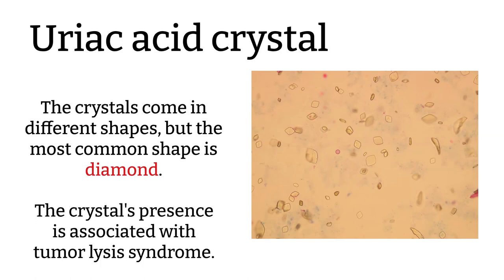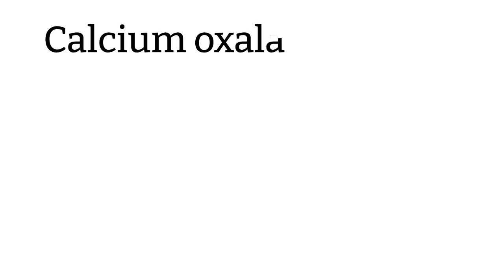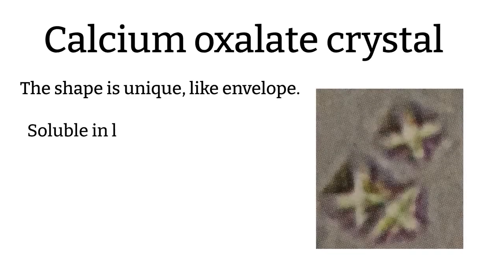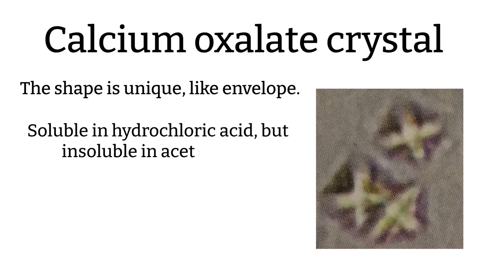Calcium oxalate. Calcium oxalate has a unique shape. They look like envelopes. They're soluble in hydrochloric acid but insoluble in acetic acid. And that's how we can verify if this crystal is calcium oxalate: by adding different acids to the urine and seeing if the crystal dissolves.